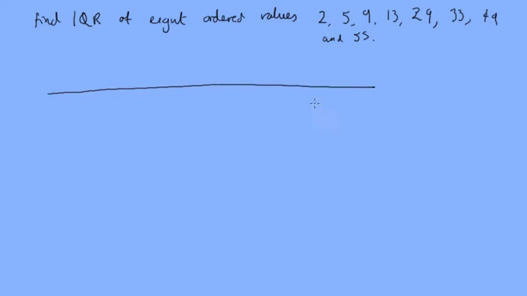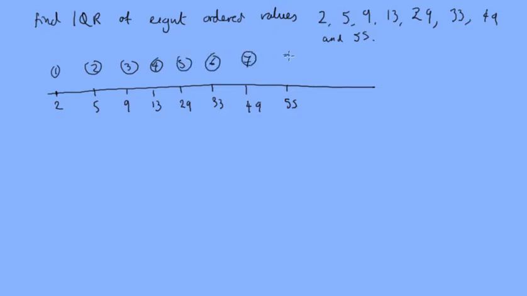So let's get a number line. The first one is 2, then we've got 5, then there's 9, 13, 29, 33, 49, and there's 55. So this is our first, second, third, fourth, fifth, sixth, seventh, and eighth.